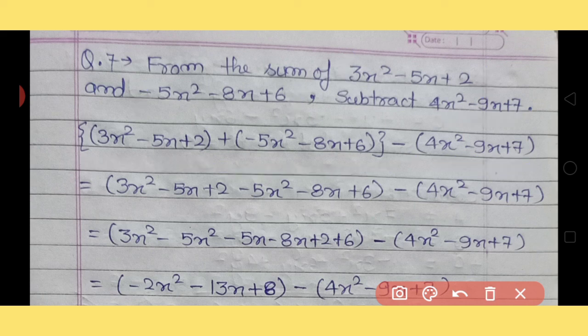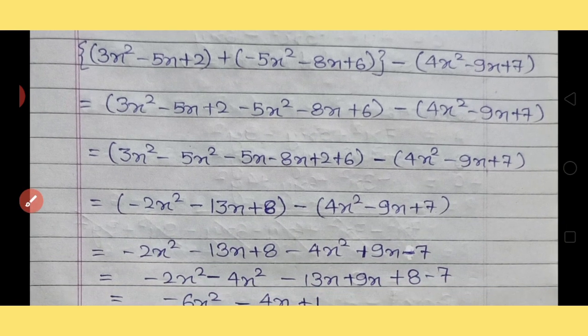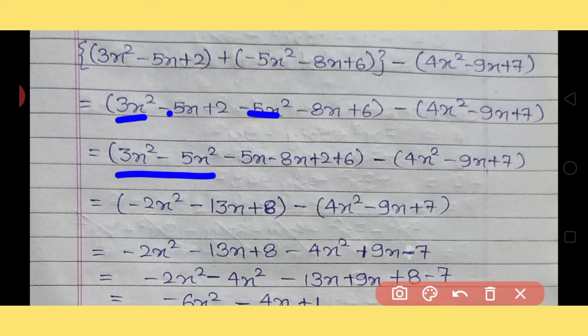So here, open the bracket: 3x square minus 5x plus 2. When the second bracket opens, it gives minus 5x square minus 8x plus 6, and minus the bracket 4x square minus 9x plus 7. Firstly we will put together the like terms of the first bracket: 3x square and minus 5x square together, minus 5x and minus 8x together, and 2 and 6 together.